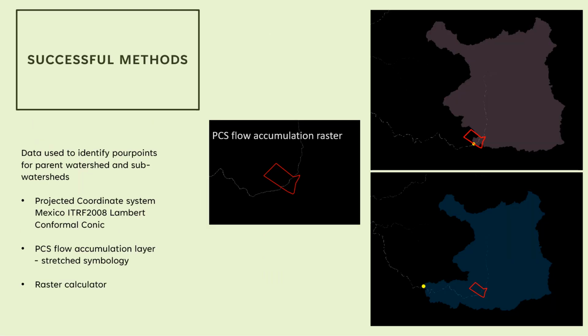And you can see here that using a stretched symbology is ideal for the larger watersheds. In the image with the blue watershed, this is the watershed I ended up going with for this project. I chose a pour point well outside of the property boundaries. And if you see here in the purple, this is the flow accumulation cell that I had chosen, and it didn't cover everything. So again, we used the blue parent watershed for this project.